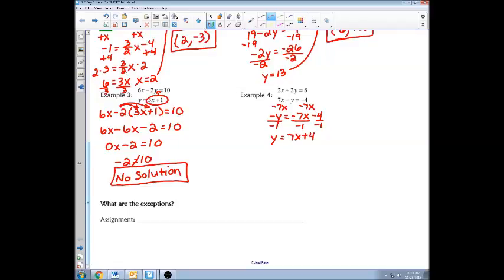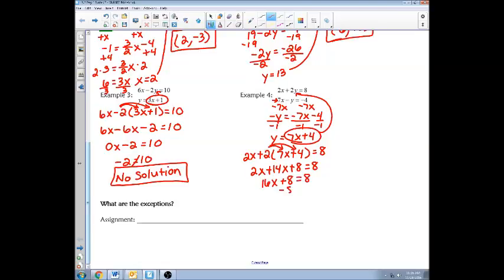Okay? So now, since I changed this equation, I cannot take the 7x plus 4 and plug it in for y in that equation. I'm going to have to plug it in to the other equation. So it would be 2x plus 2 parenthesis 7x plus 4 would be equal to 8. Distribute my positive 2. 2x plus 14x plus 8 would be equal to 8. Combine like terms, so 16x plus 8 would equal 8. Subtract my 8. 16x would equal 0. Divide by 16. So x is going to equal 0.